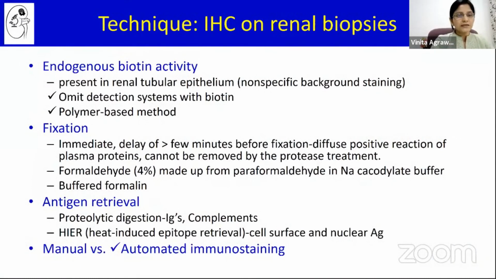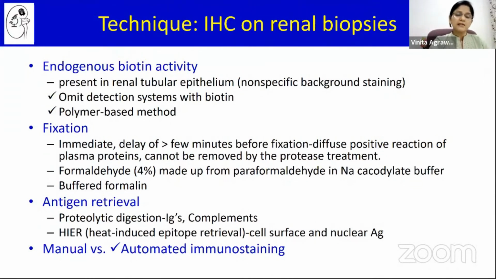Just 2 slides about the technique. As compared to other tissues, immunohistochemistry on renal biopsies may be difficult because of non-specific background staining, because of the presence of endogenous biotin activity. Now with the polymer based methods, it has become easier. Fixation is very important. Antigen retrieval for immunoglobulins and complements is done by proteolytic digestion, whereas for other antigens, it can be done by heat induced epitope retrieval.